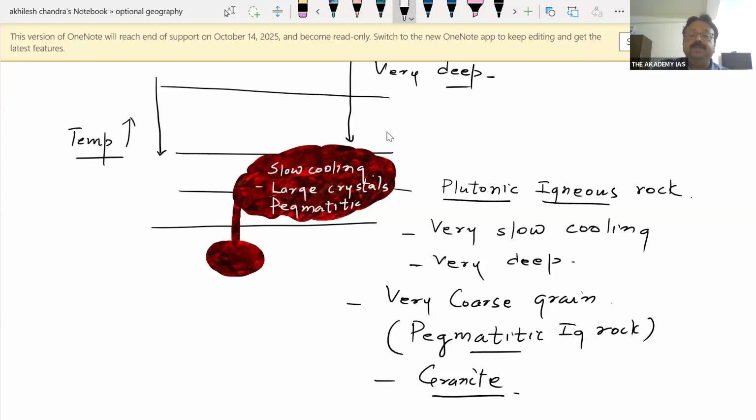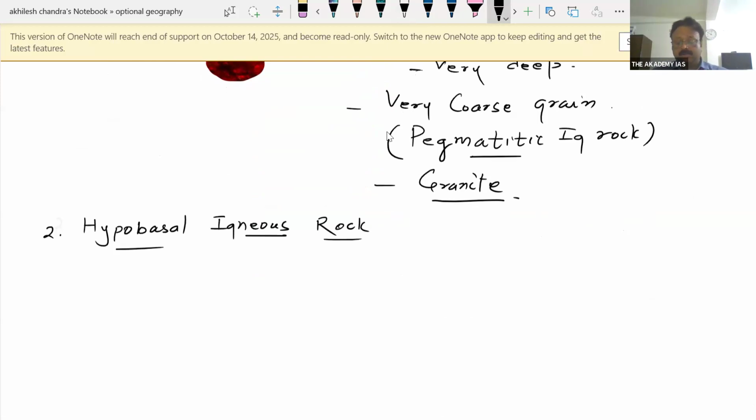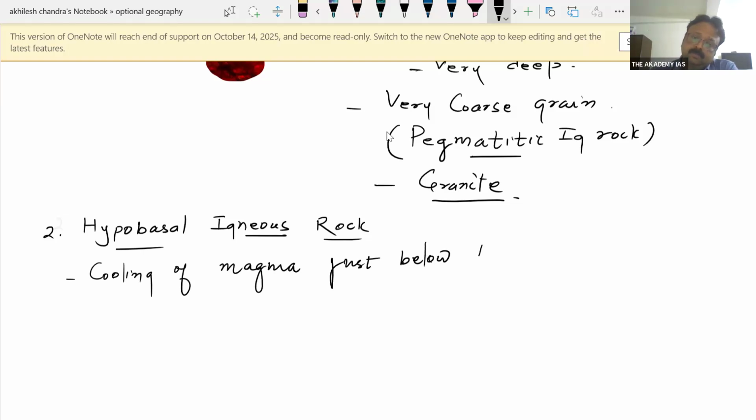Next one is hypobasal. इंट्रूसिव में ही है बच्चे, दूसरा है. The second one is hypobasal igneous rock. So this hypobasal igneous rock is what? Formation by solidification of magma just below the earth crust. Means cooling of magma just below the earth surface. There is a cooling of magma that has taken place.